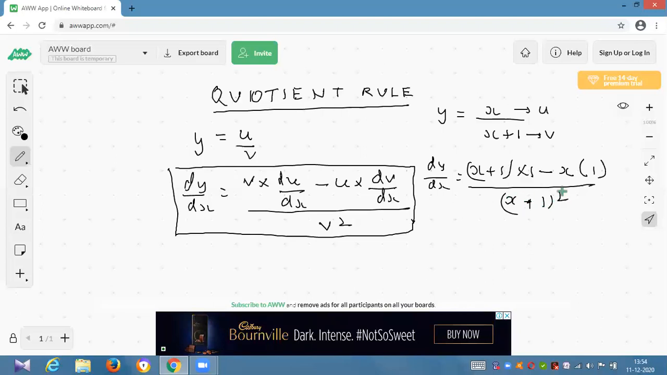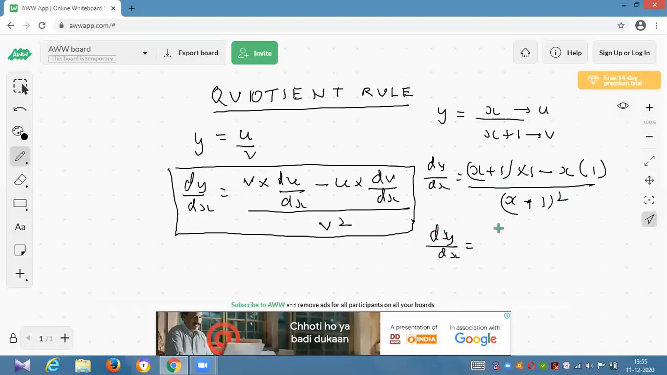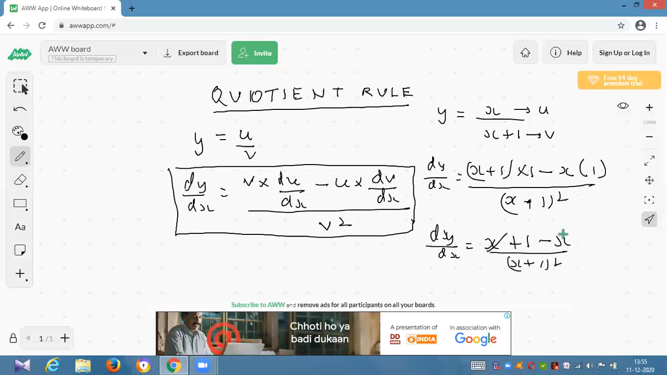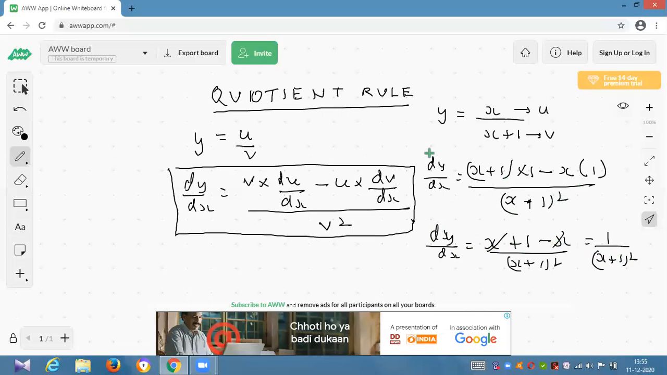So my final answer becomes dy by dx equals, if I just multiply and open the brackets, x plus 1 minus x by x plus 1 whole square. So x gets cancelled. My final answer becomes 1 by x plus 1 whole square. Now this is the way we use quotient rule in differentiation.